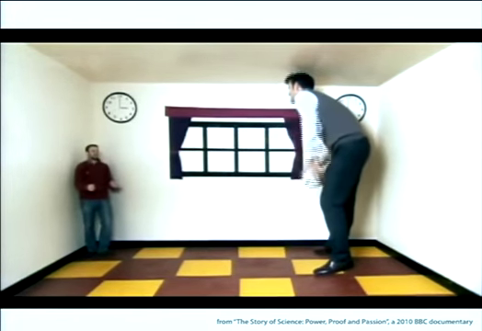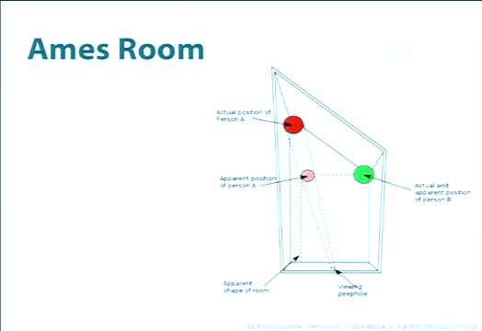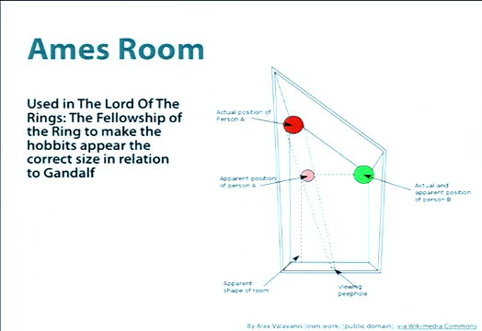So these two people appear to be quite a bit different in size. That's an interesting optical illusion that's happening here. And this is actually quite a simple illusion. This is just done through a room shaped like you see here in this diagram. So the person is actually further away than they look. This technique is actually used in Lord of the Rings, Fellowship of the Ring, to make the hobbits appear the correct size relative to Gandalf.